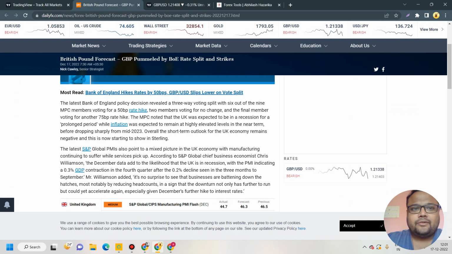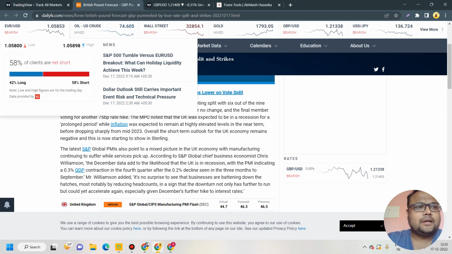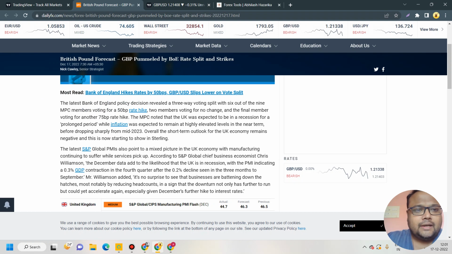Bank of England hikes rates by 50 basis points. GBP USD slips lower on fourth split. This one is important. This is an article from dailyfx.com. The latest Bank of England policy decision revealed a three-way voting split with 6 out of the 9 MPC members, MPC means Monetary Policy Committee, voting for a 50 basis point rate hike, 2 members voting for no change, and the final member voting for another 75 basis point rate hike.